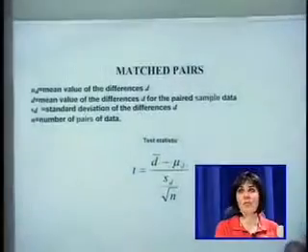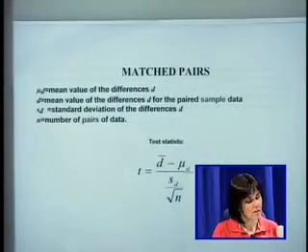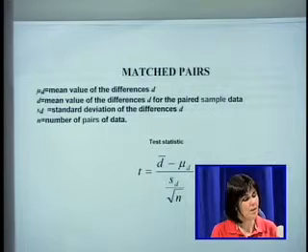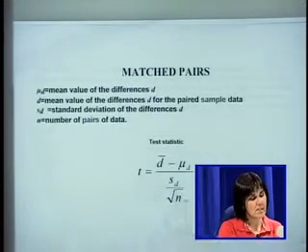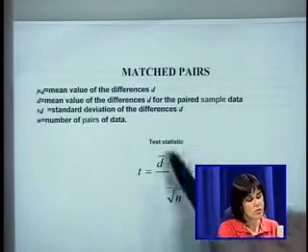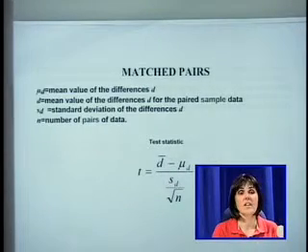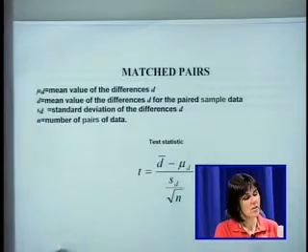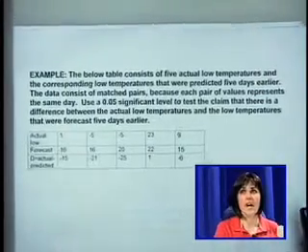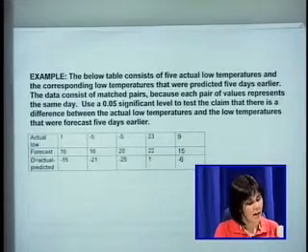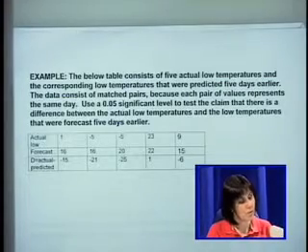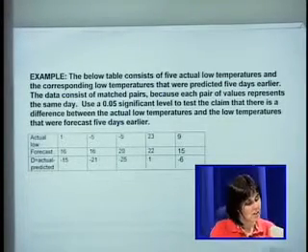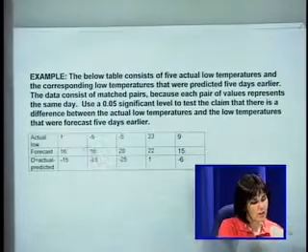Now, what do you do when you have matched pairs and you want to look at the mean value of differences? If you want to do that, you use the statistic T, and you do your statistics on the difference. Okay, so let me show you what that means. Let's assume I have a case like this. I have 5 actual low temperatures and the corresponding low temperatures that were predicted 5 days earlier. So this is the actual, this is the forecast.